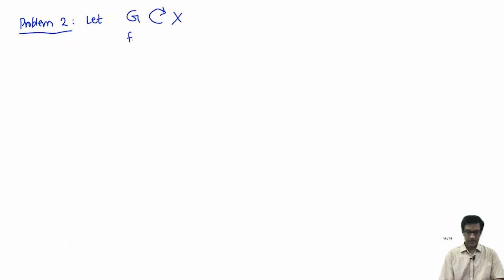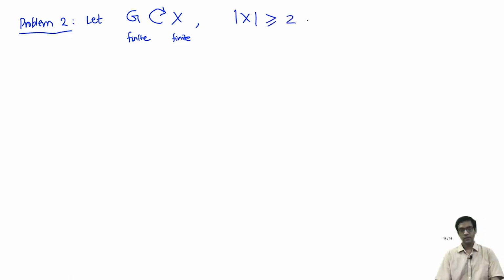Which is the following. It says, suppose I have an action of a finite group on a set. So let G act on X. Everything is finite here. G is finite, X is finite, and suppose X has cardinality at least 2. It's not a singleton, it's got at least 2 elements.